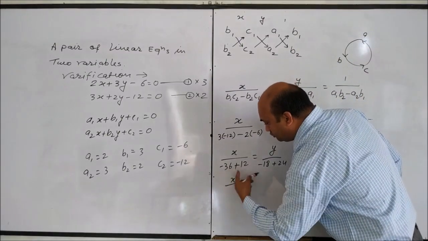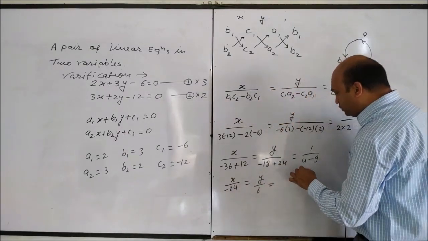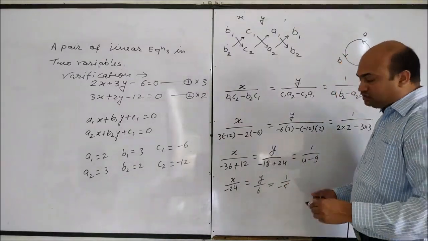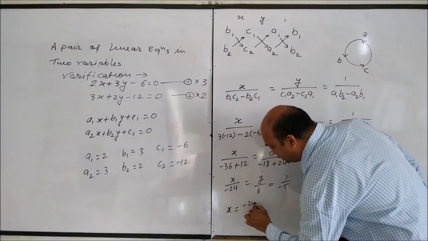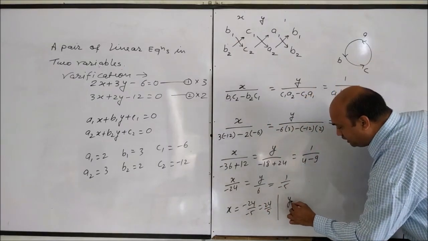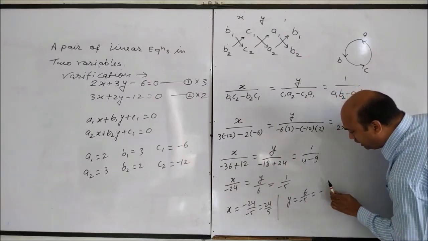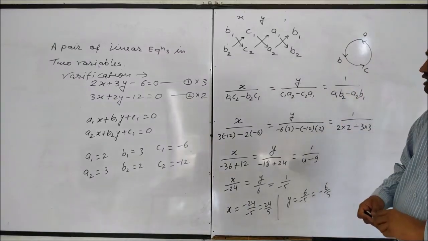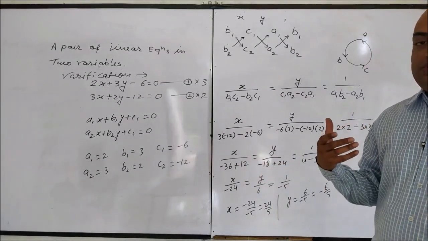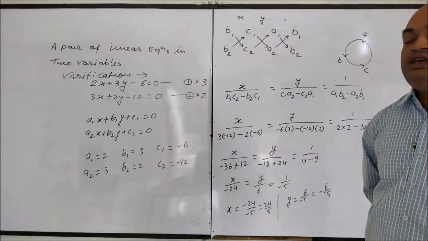It will be x upon minus 24 is equal to y upon plus 6 is equal to 1 upon minus 5. Okay, the first and third ratio we just equate, then x we will get minus 24 by minus 5, that is 24 by 5. And we equate the second and third ratio, we get y equal to 6 by minus 5, that is minus 6 by 5. So we can get the values of x and y by the cross multiplication method. Either we can use the substitution method or the elimination method or the cross multiplication method. These are known as algebraic methods.